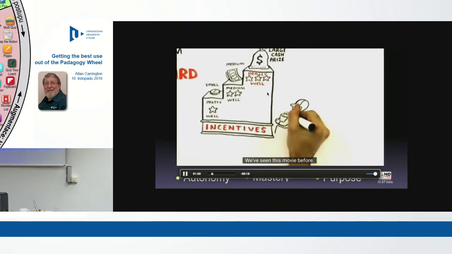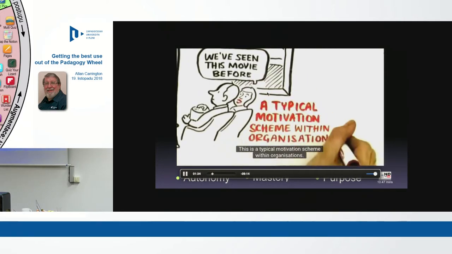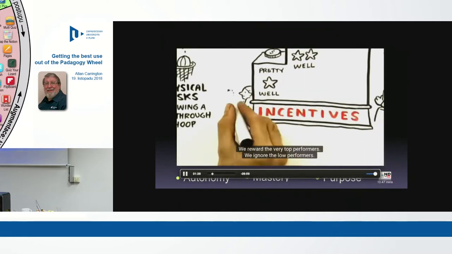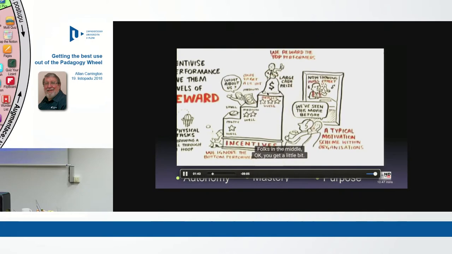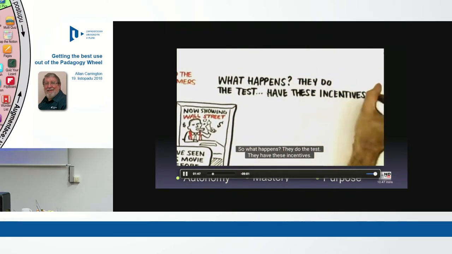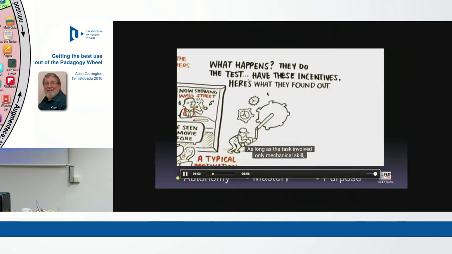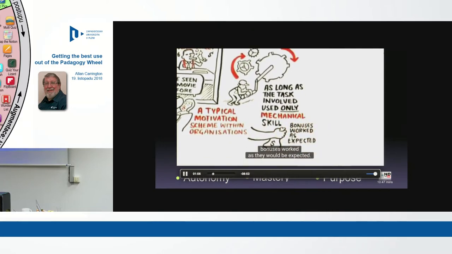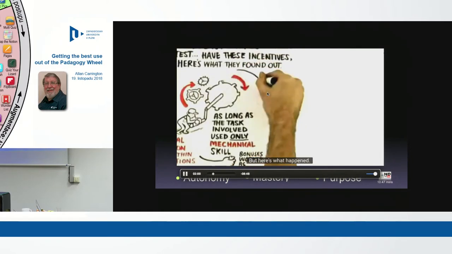Okay, we've seen this movie before. This is essentially a typical motivation scheme within organizations, right? We reward the very top performers. We ignore the low performers and the folks kind of in the middle. You get a little bit. So what happens? They do the test, they have these incentives, here's what they found out. One, as long as the task involved only mechanical skill, bonuses worked as they would be expected. The higher the pay, the better their performance. Okay, that makes sense. But here's what happens.